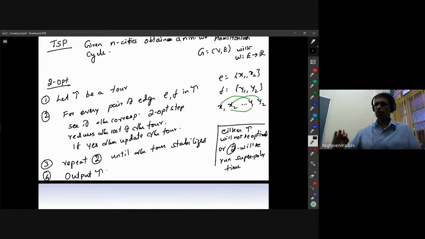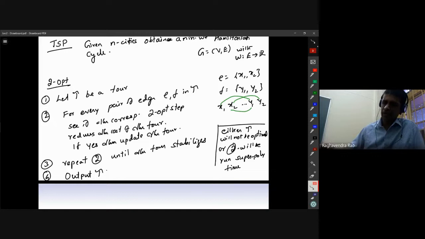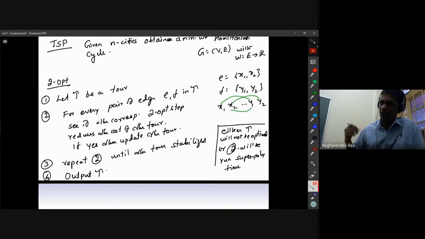So a couple of things. In the literature, this original 2-opt algorithm was introduced in the 1950s or even earlier, maybe the 1940s. Later on, people who wanted to use these found there are lots of unspecified things here. When we say for every pair, how do you choose the pair? Does it really affect the performance of the algorithm? There are heuristics which have been employed for this.